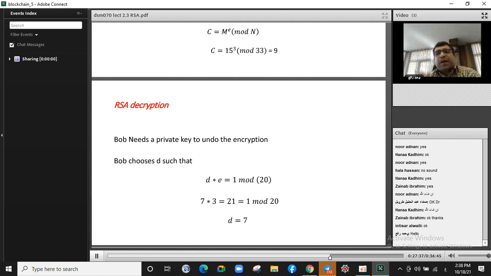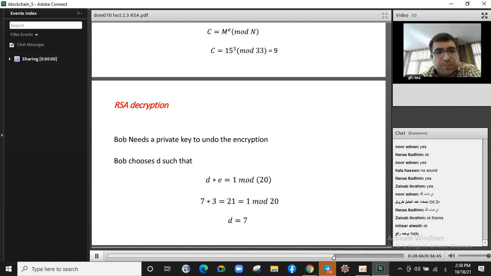For the private key, Bob must choose another number, D, in a way that D multiplied by E must be equal to 1 mod totient of N. In this case, the totient of N is 20.